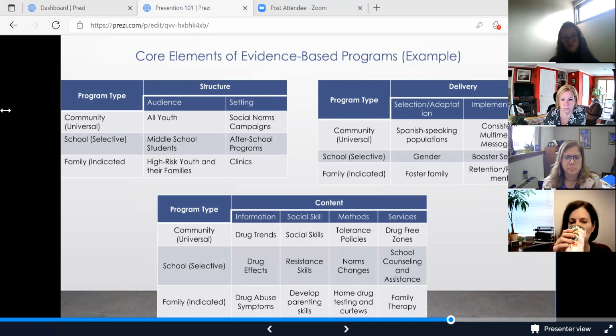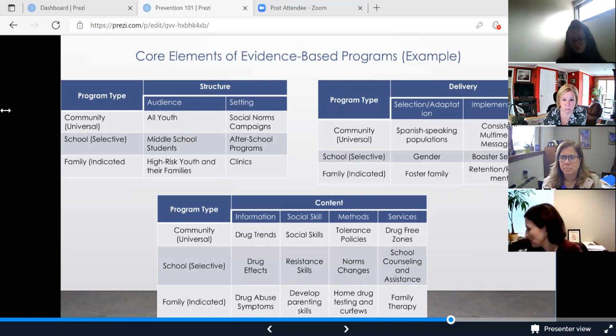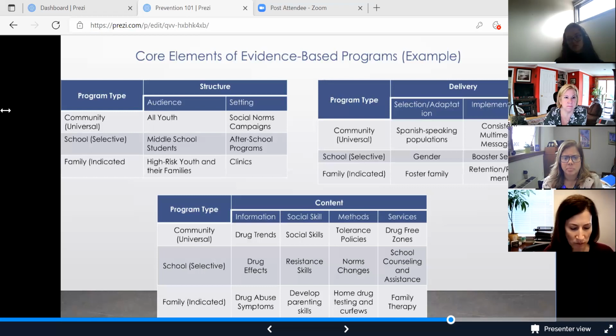For schools, since your schools are going to be a little bit more selective, you're selecting different parts of your school, you're going to select the population, and for this particular one, we selected middle schoolers. So the setting of our program could be after school programs, since we're meeting with middle school students as our selective population.